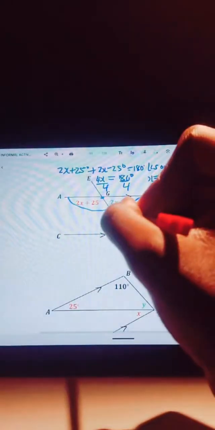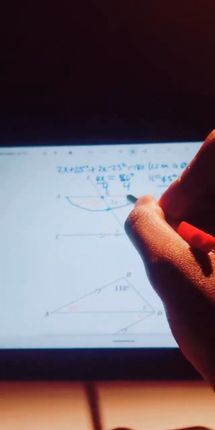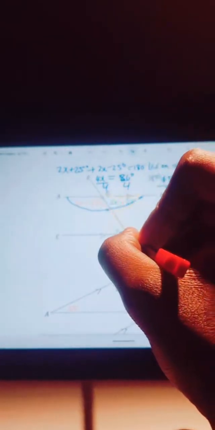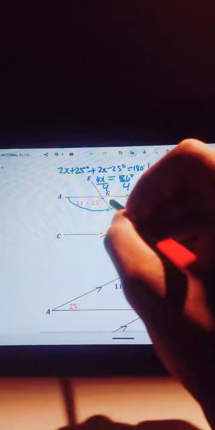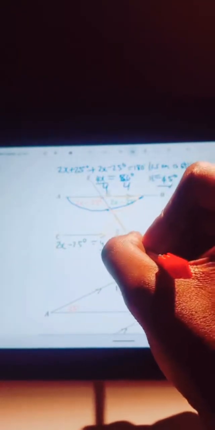Okay, then take note, this angle and that angle. What do we call these two angles? Z, because we're using what we've already learned, not necessarily what we are still yet to learn. So this angle and that angle have a relationship. What kind of relationship? 2x minus 25 degrees is equal to y. Reason out angles.